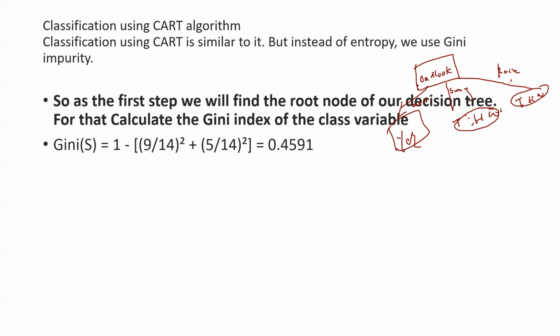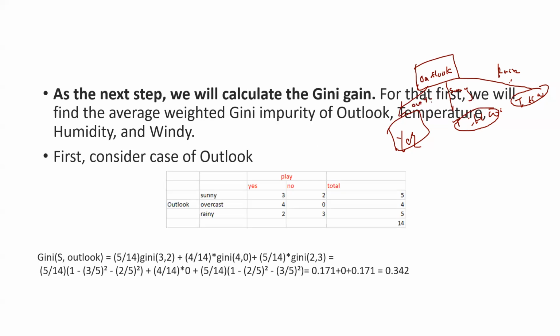This is the Gini of the class variable, 0.4591. Step number 1: we need to calculate the Gini gain for individual nodes. As usual, we need to calculate for outlook, temperature, humidity, and windy. We know how to get to this table. This is the table that we get.